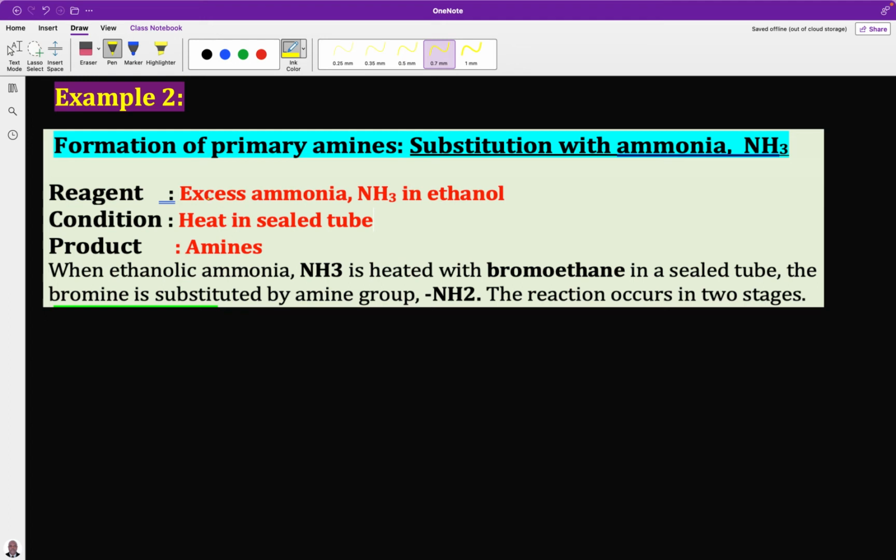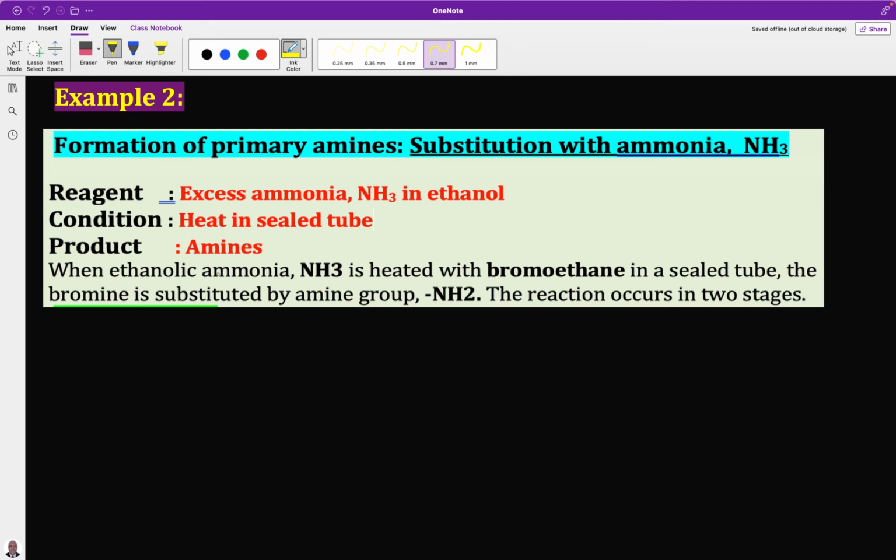So our reagent in this substitution with ammonia is excess ammonia. Excess ammonia is always needed because it's a lengthy process. Excess ammonia in ethanol. This reaction is heated in a sealed tube, and this results in what? It results in an amine.